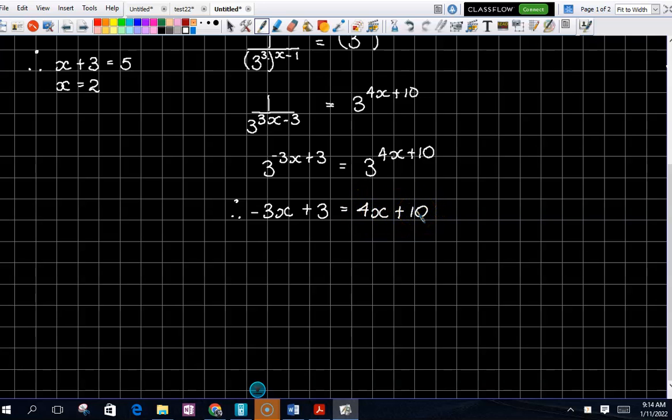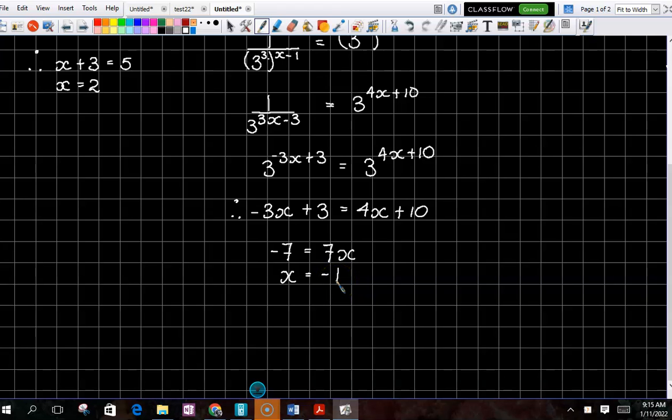And now it's just a simple matter of solving this. So let's get rid of the plus 10. We're going to take 10. So 3 take 10 is minus 7. Get rid of the take 3x, we plus. So that becomes 7x. And I think from here we know, x equals minus 1.